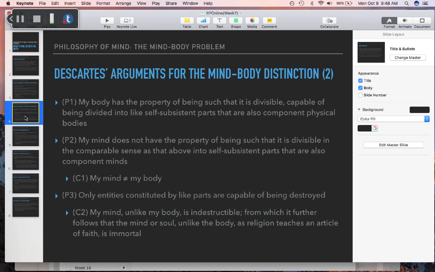This second claim may not be as intuitive as the first one. And as the textbook suggests, there are a number of difficulties with these arguments. But nonetheless, on the basis of these two premises, Descartes suggests once again that my mind does not equal my body. Conclusion 1. Premise 3: only entities constituted by like parts are capable of being destroyed. Conclusion 2: my mind, unlike my body, is indestructible, from which it further follows that the mind or soul, unlike the body, as religion teaches as an article of faith, is immortal. This kind of comes out of left field here.